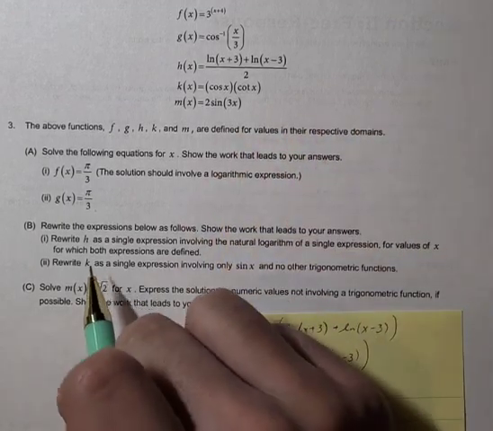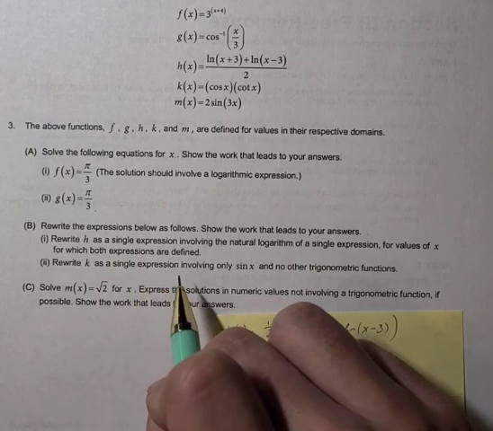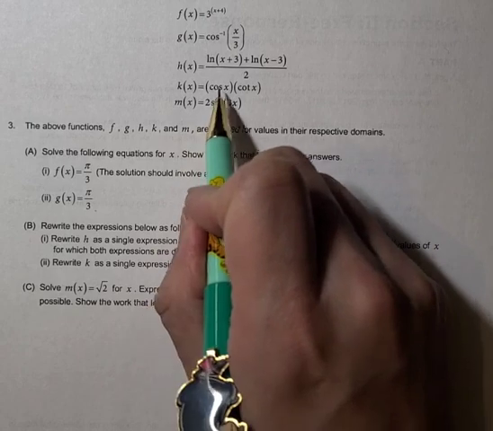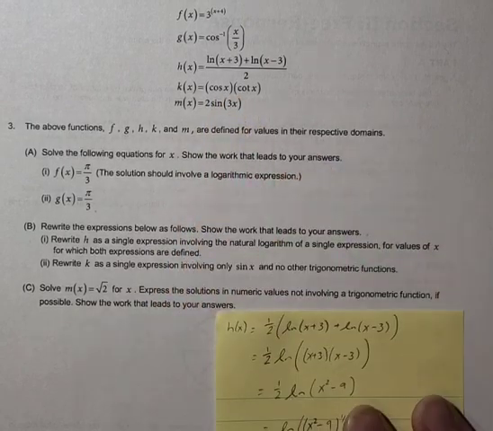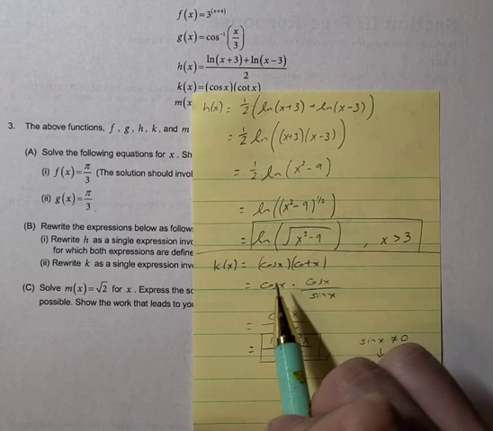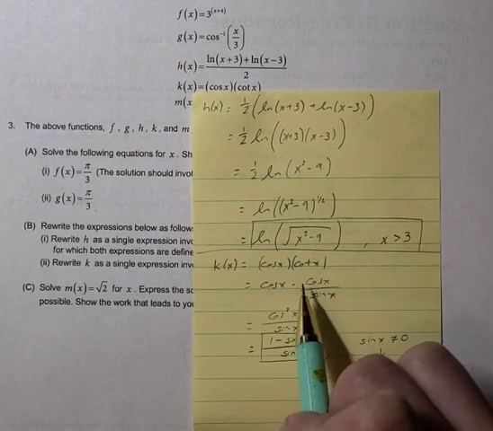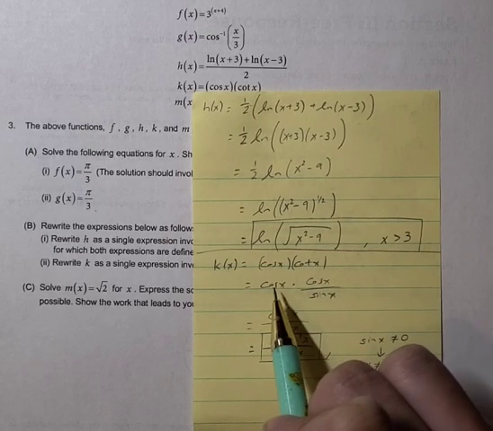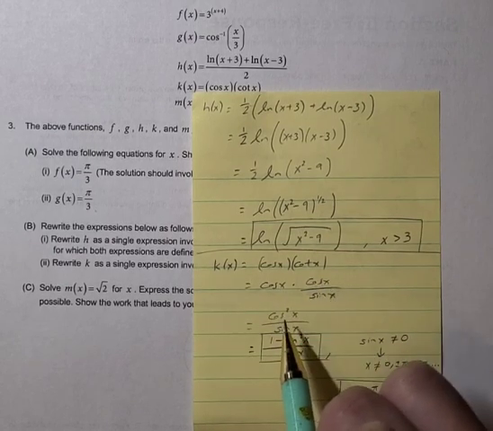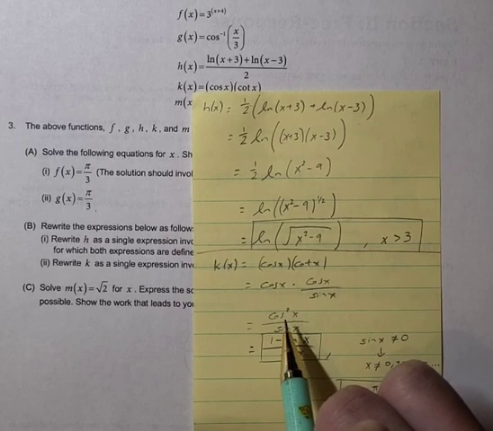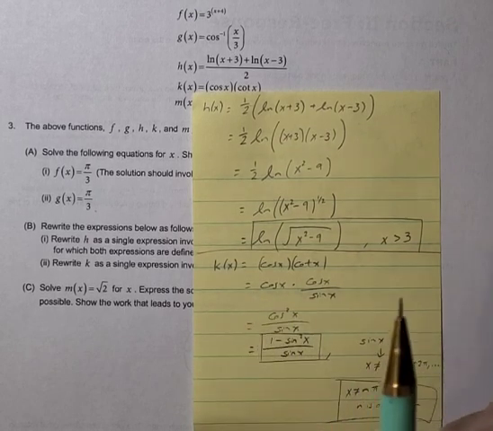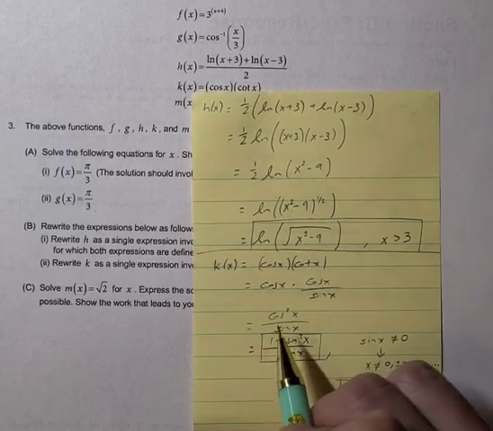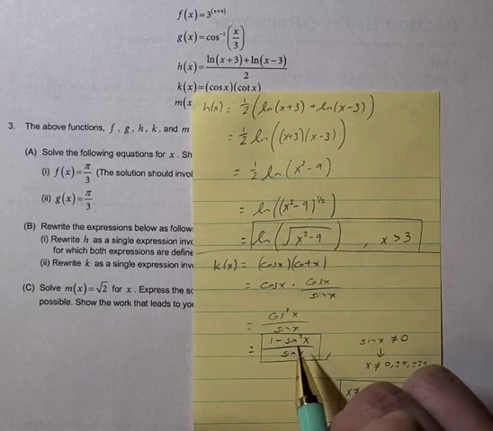Okay, so then it also asks us to rewrite k as a single expression involving only sine x and no other trig functions. Okay, so we have cosine times cotangent. I left cosine the same. Cotangent I wrote as cosine over sine. Okay, and then I combined the two cosines. Cosine times cosine, that's cosine squared. Okay, and they asked us to write it in terms of sine. So we're going to use the identity sine squared plus cosine squared is equal to 1. So that means cosine squared is 1 minus sine squared.